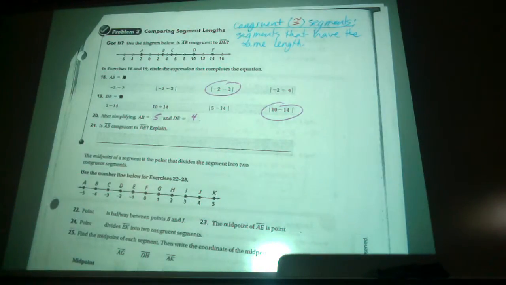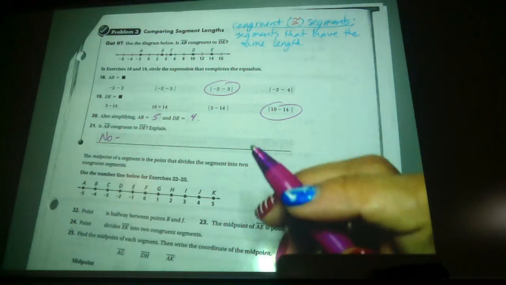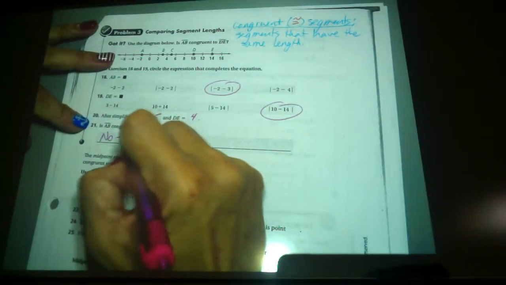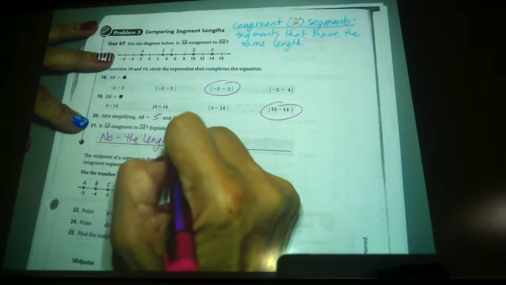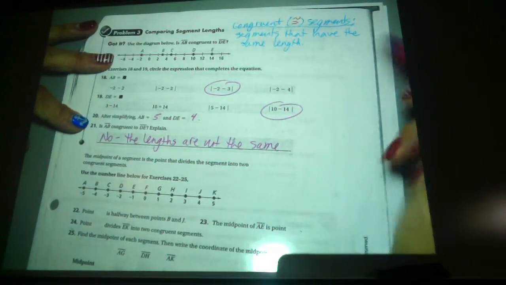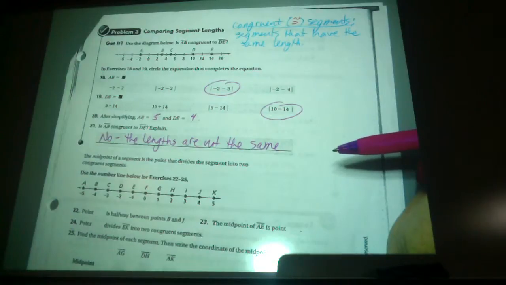Looking at them, they must not be equal. Are they equal? No. Why? Seems like an obvious answer. Yeah, the lengths are not the same. You're essentially using that definition to justify why they're not congruent. The lengths are not the same. Right? You can't just say no because. All right, so we'll look at the next set.